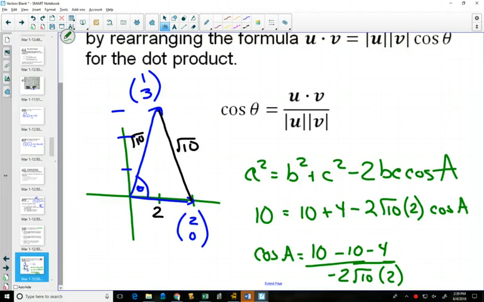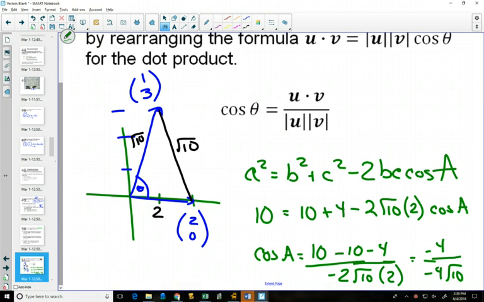And you would get your ratio for cosine. In this case, it's going to be negative 4 over negative 2, negative 4 root 10. I'm going to leave it like that right now because you can obviously simplify that further and see it's 1 over root 10. But now let's look at what the dot product produces for us.